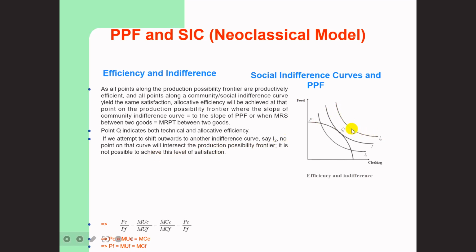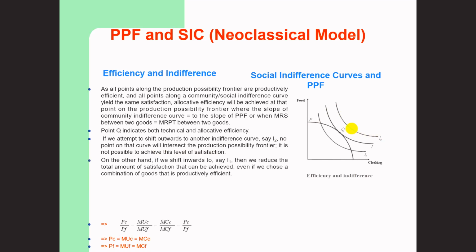This is impossible or unattainable. Similarly, if we want to shift inwards to say I1 social indifference curve, then we reduce the total amount of satisfaction that can be achieved, because I1 is lower as compared to the position of I. So along this social indifference curve, the satisfaction level will be lower.